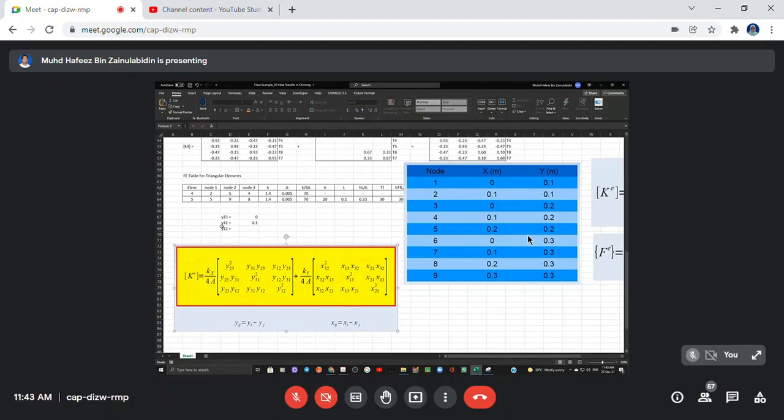Okay, next one, y12. y1 minus y2, which is node 1 minus node 2, which is 2 minus 4. y2 0.1 minus y4 0.2, 0.1 minus 0.2, minus 0.1.